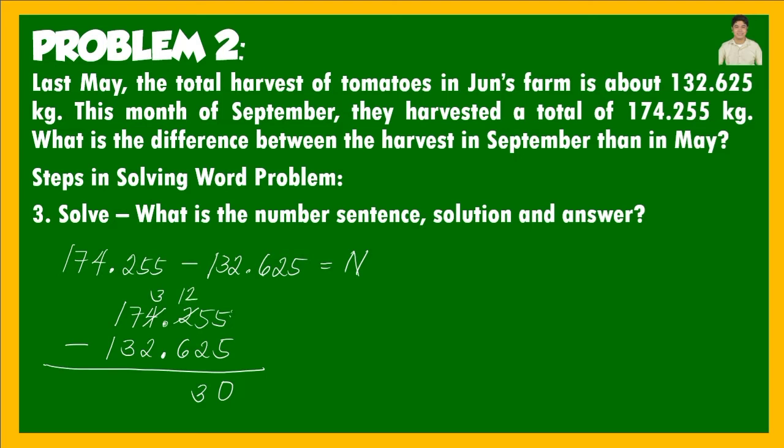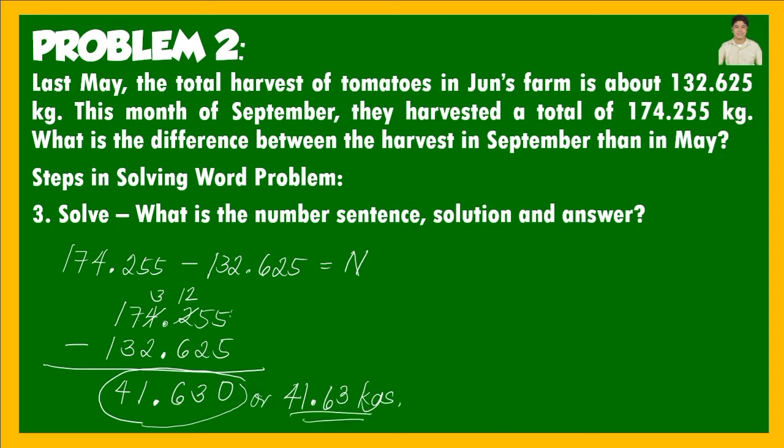The answer is 6. 3 minus 2, that is 1. 7 minus 3, that is 4. And then 1 minus 1 is 0. So, we don't need to write 0. So, our final answer is, ayan, 41.630. Ayan, ito po ang ating final answer. Or, pwede rin naman isulat siya as 41.63 kilograms.